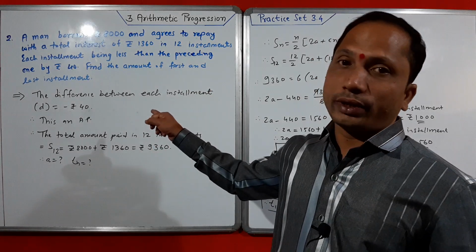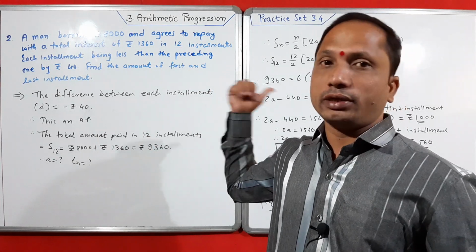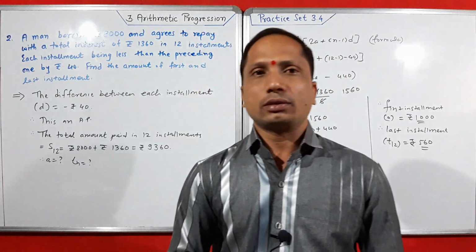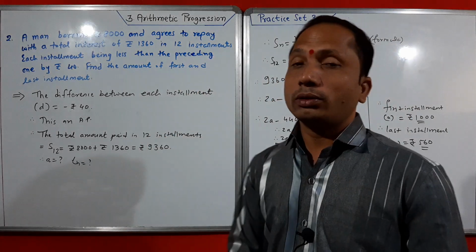So first you find Sn, use the Sn formula, then Tn. And finally you get both terms. A is the first term and the last term is the 12th term. So this is problem number 2 of the exercise.